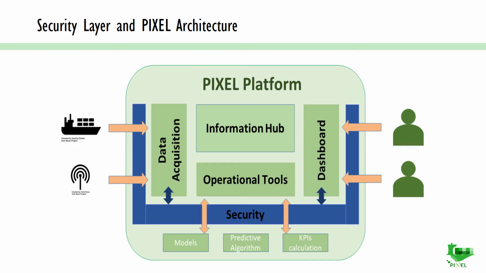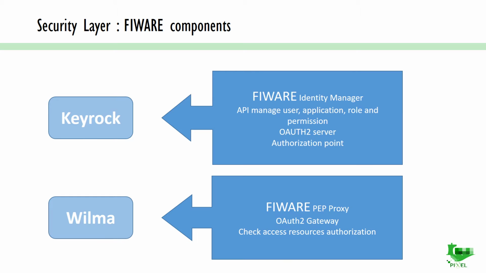The security layer is a part of the architecture of the Pixel platform. The main function of this component is to provide a security feature to protect the platform and the access to the data. It ensures the management of the user and the authentication solution. It also provides the access control management of the different Pixel API. The security framework relies on the FIWARE security ecosystem.